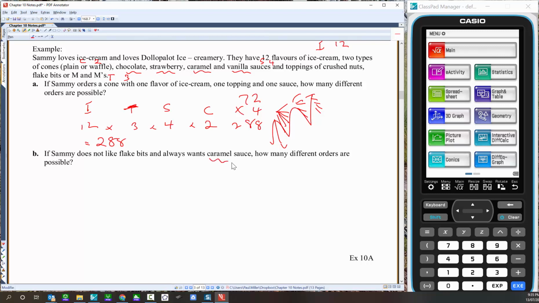If Sammy does not like flake bits and always wants caramel sauce, how many different orders are possible? So does not like flake bits. So that means that one of the toppings is no-go. So toppings is now down to 2 toppings. Wants caramel sauce. So the sauce, there's only one acceptable option. How many different orders? So there's still the 12 there, and there's 2 types of cones. So that's going to be 12 twos are 24. 24 times 2 is 48.